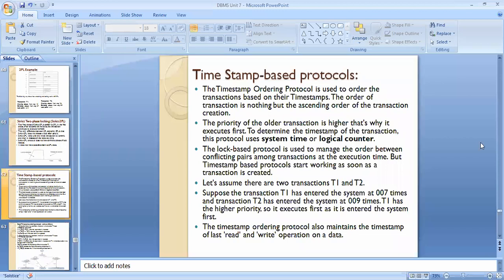The next is the timestamp-based protocol. Timestamp-based means something related to time, and we are applying a timestamp on a transaction. The timestamp ordering protocol is used to order the transactions based on their timestamp. So the order of the transactions is nothing but the ascending order of the transaction creation.